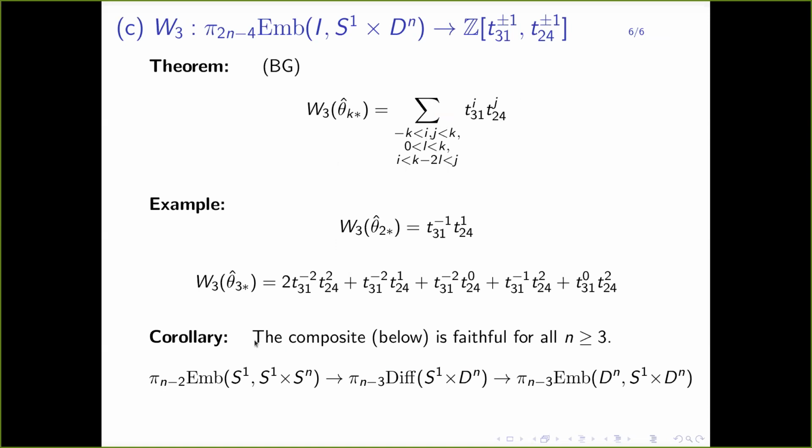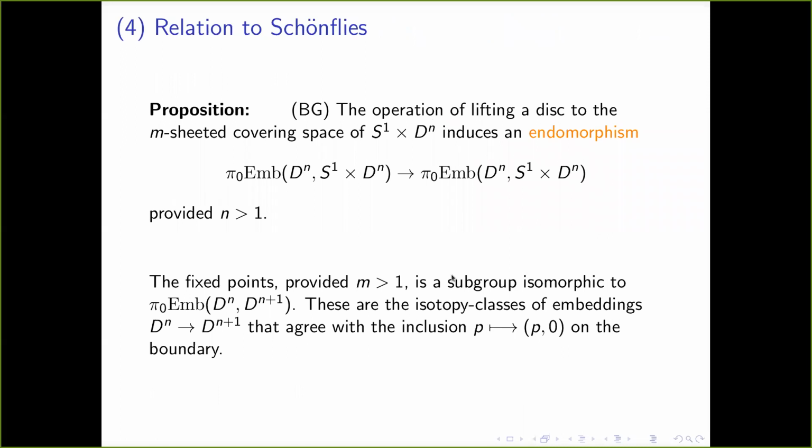Provided you believe that, it gives you as a corollary, there's the map from embeddings of S1 to S1 cross Sn. There's the fibration to diff of S1 cross Dn, and then there's this map to embeddings of, well, it's also a fibration, I guess, to embeddings of Dn in S1 cross Dn. And in this range of dimensions, that composite is faithful for all n greater than or equal to 3. So that's a sketch of the argument of how we're piecing things together.